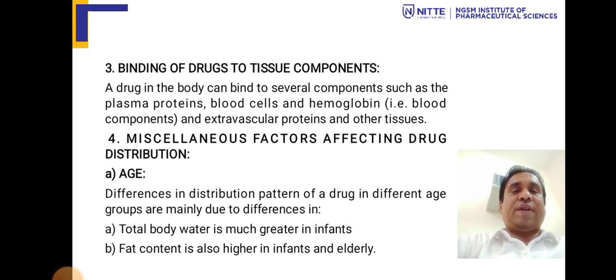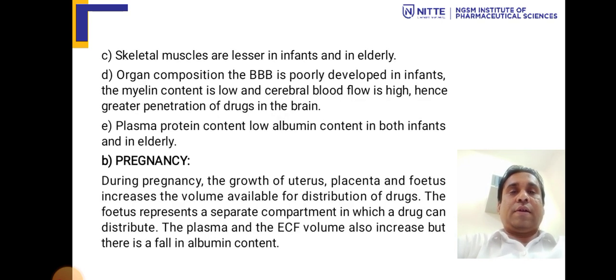Miscellaneous factors affecting drug distribution. First one is age. Differences in distribution pattern of a drug in different age groups are mainly due to differences in body composition. Total body water is much greater in infants. Fat content is also higher in infants than in the elderly. Skeletal muscle is less in infants and in the elderly. Organ composition: the blood-brain barrier is poorly developed in infants, myelin content is low and cerebral blood flow is high, hence greater penetration of drug in the brain. Plasma protein content: low albumin content in both infants and elderly.